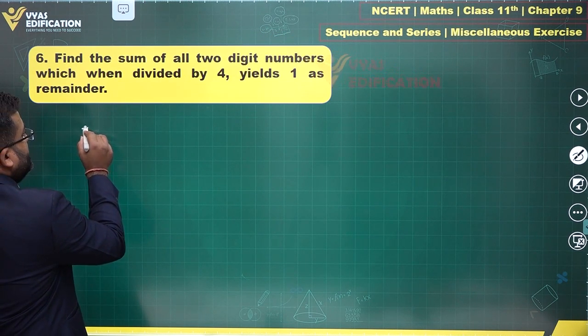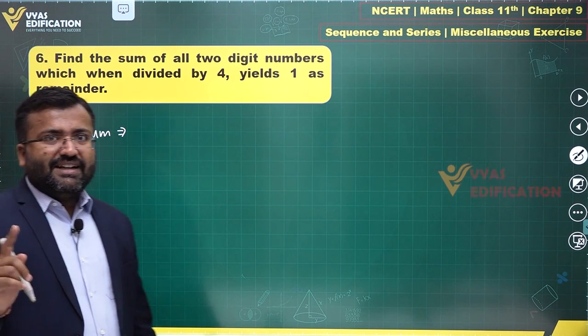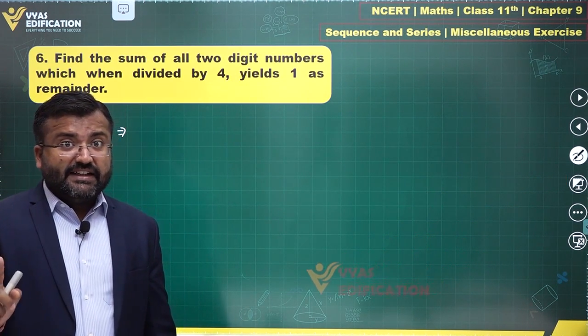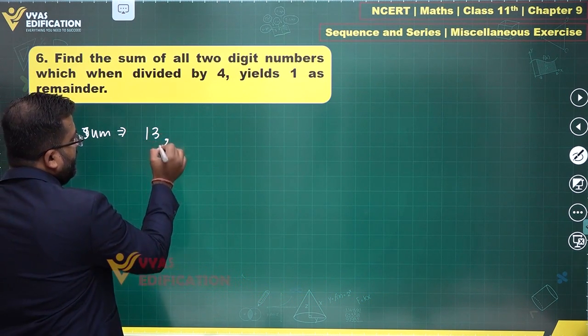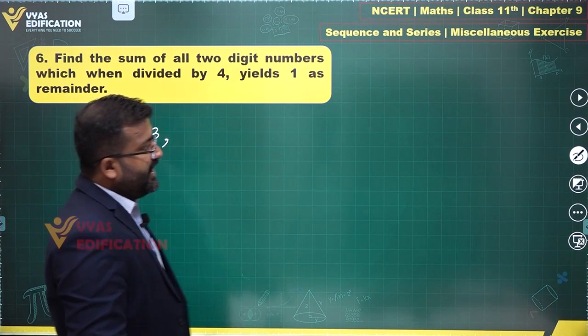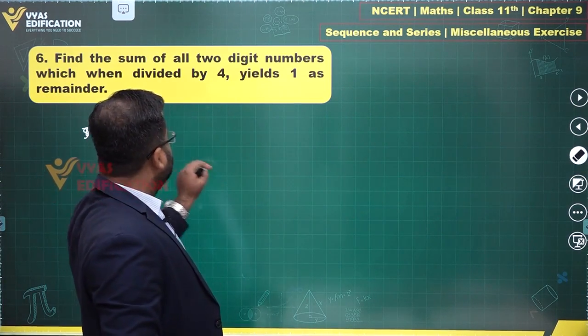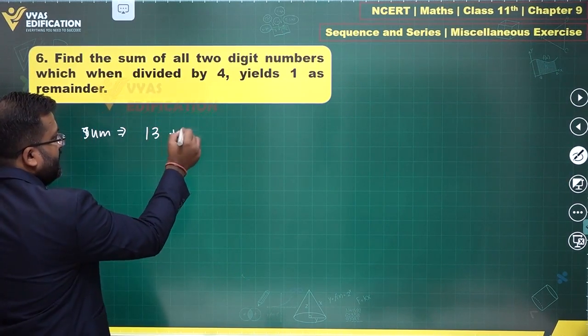So the sum that is required will be as follows. 10 divided by 4 gives a remainder of 2. So we are interested in 13 then, right? 13 divided by 4 will give me a remainder of 1. Then we have 13 plus. The next number that you will have is 17.